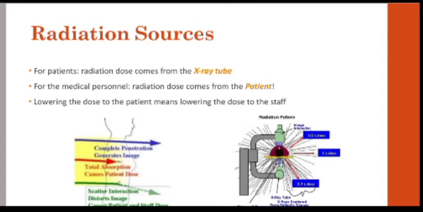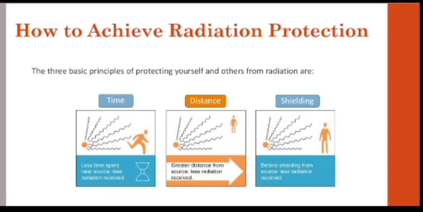Radiation sources. For patients, radiation dose comes from the X-ray tube. For the medical personnel, radiation dose comes from the patient. Lowering the dose to the patient means lowering the dose to the staff. How to achieve radiation protection?